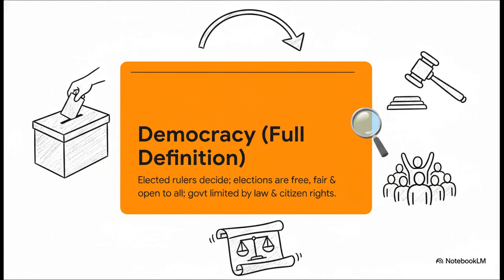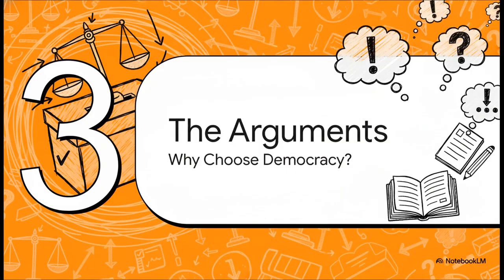It goes like this. Democracy is a form of government where rulers are elected by the people. These elected rulers take all the major decisions. The elections offer a real and fair choice to the people. This choice is available to everyone on an equal basis. And finally, the government that is formed is limited by the Constitution and citizens' rights. That's the complete picture.